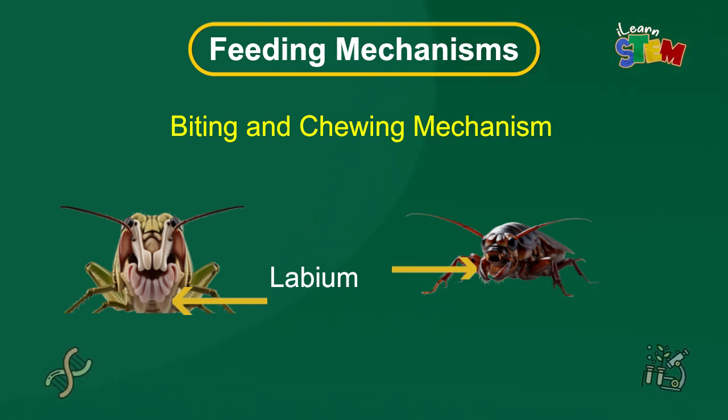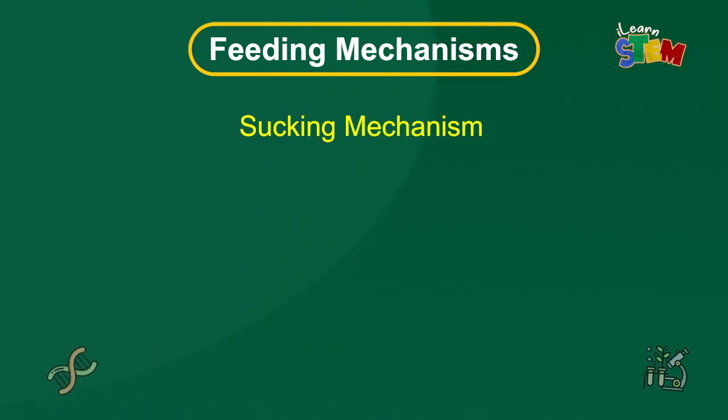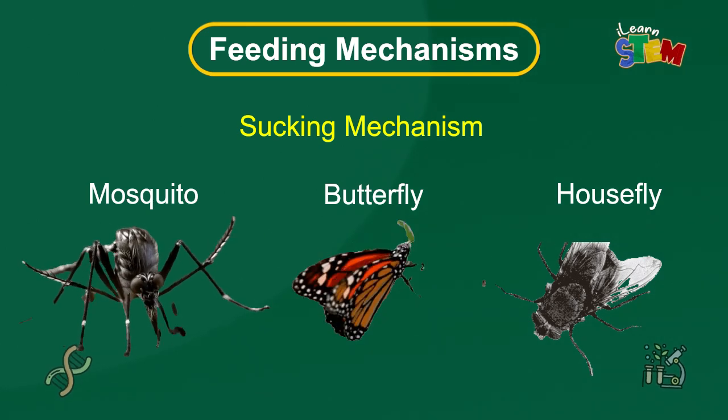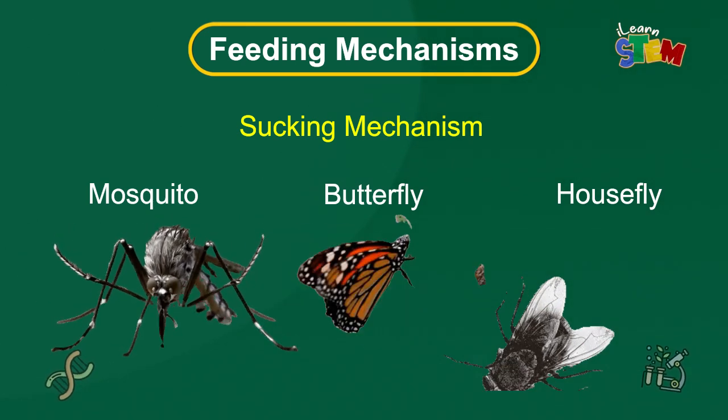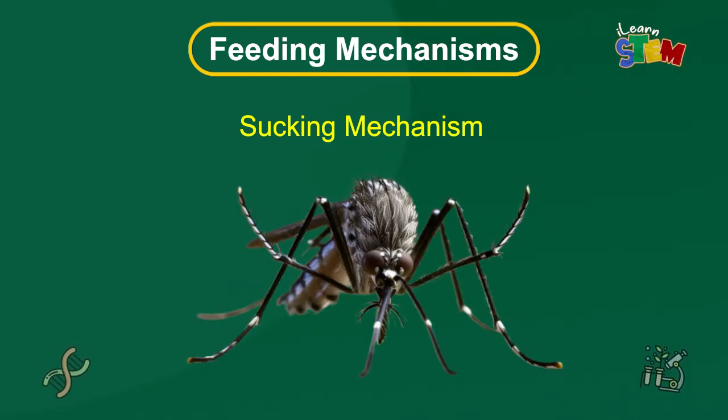Let's move on with the next feeding mechanism. We will look at the sucking mechanism. 3 popular organisms feed in this manner. They are mosquito, butterfly, and housefly. These insects have different modifications of mouth parts for their feeding. We will start with the mosquito.